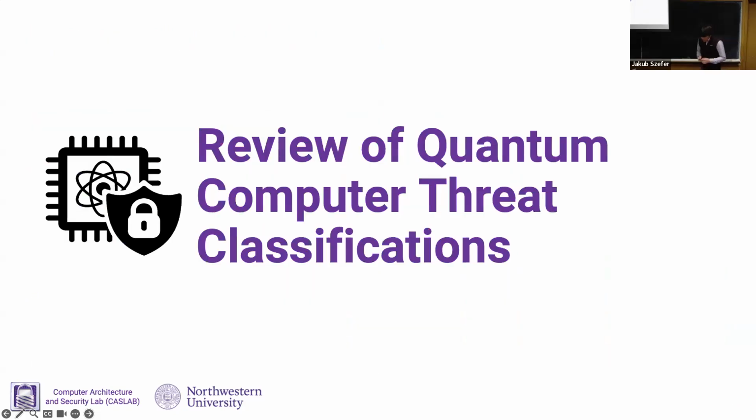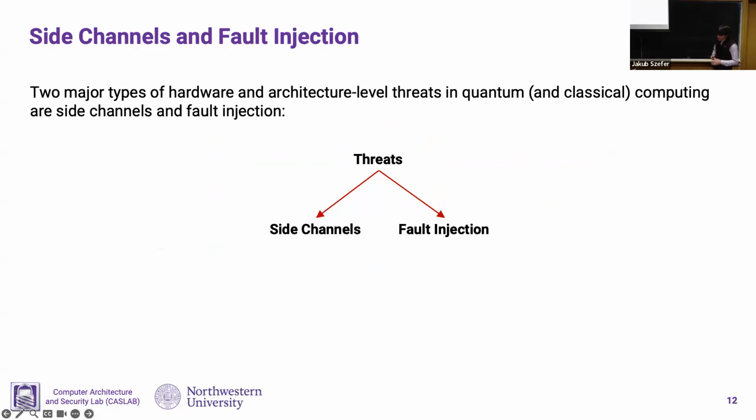Okay, all right. So for the next part, I want to review the different threat classifications that we talked about. I think we've beaten this maybe a little bit to death, but really all the threats come down to either having a side channel or a fault injection. From the hardware or architecture perspective, these are really the two categories that we're worrying about.